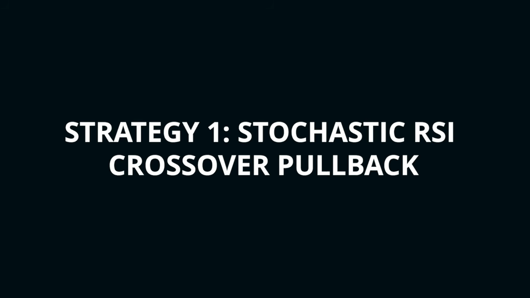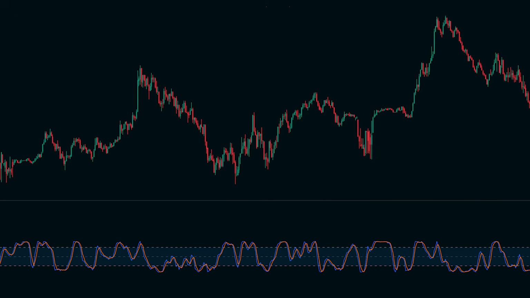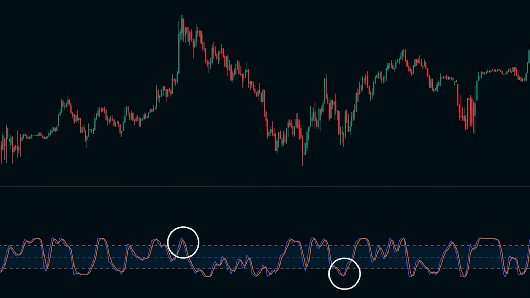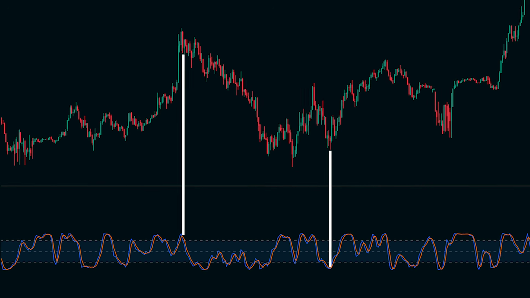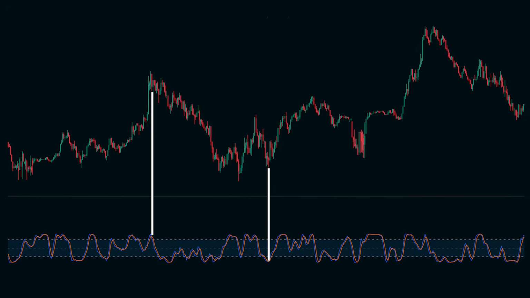Strategy number 1 is the stochastic RSI crossover pullback. The core idea is straightforward. In a trending market, we wait for stochastic RSI to pull back into an extreme zone, then enter when the %K crosses back above or below %D. This gives us a precise early entry point into the continuation of the existing trend.